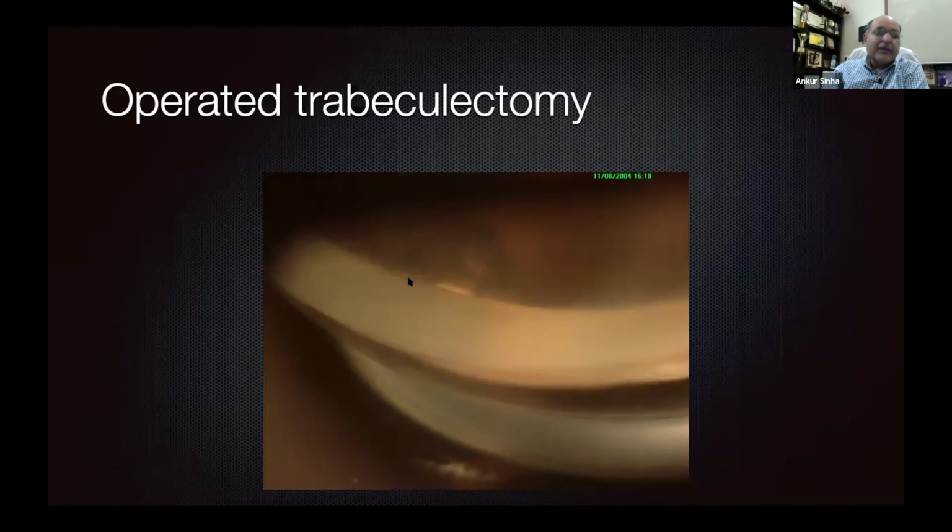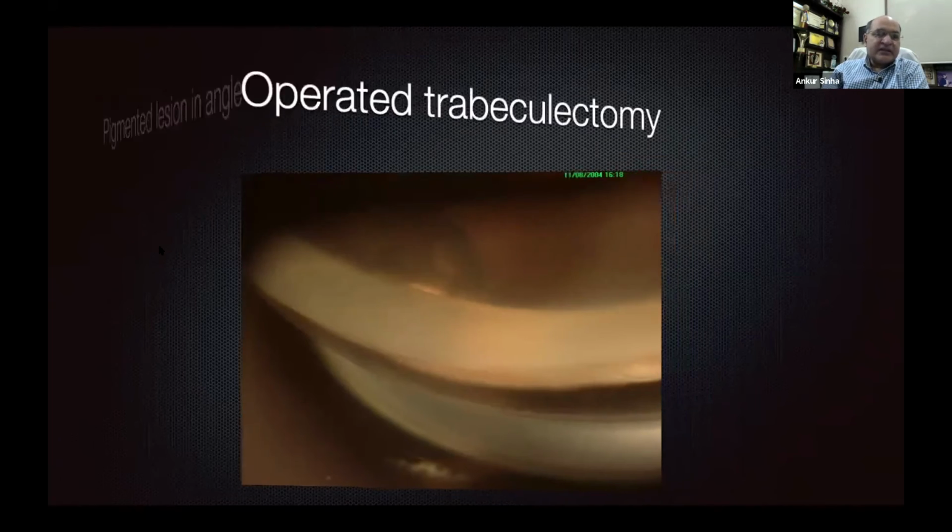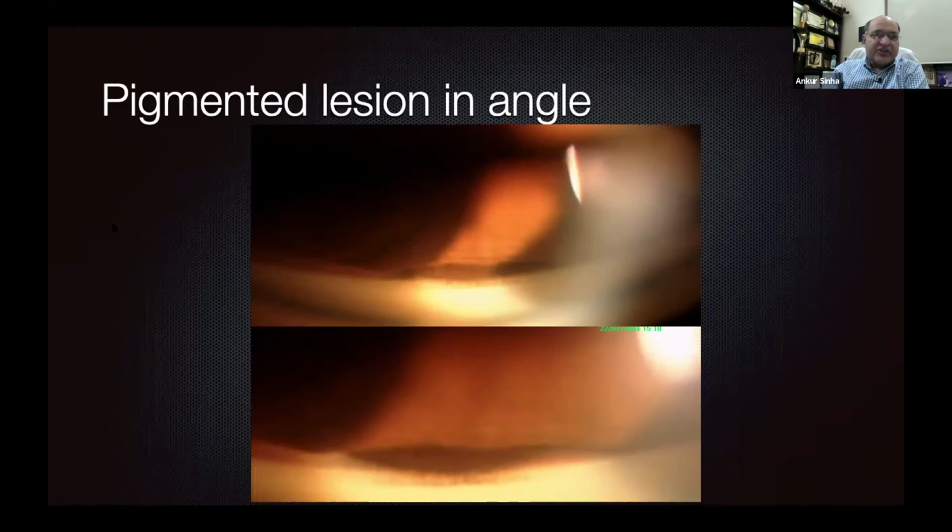A case of operated trabeculectomy where we can see this ostium which is open, and if such patients are failing, the cause probably lies in the subconjunctival space. A case of pigmented lesion in the angles, which could be a nevus or a melanoma.